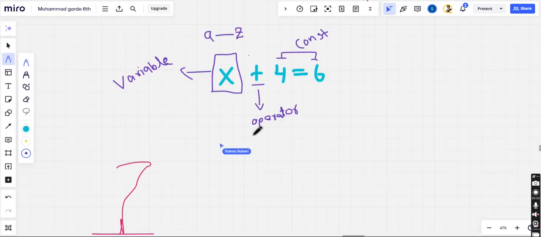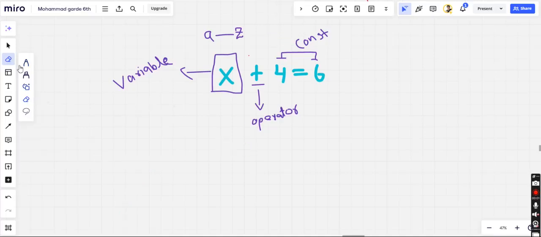So you know, dear, in an algebraic expression we have some things that we keep in mind. First, we have a variable. A variable means an unknown value. Second is the operator, which is addition, subtraction, multiplication and division. And third is constant numbers. A constant number means fixed numbers, just like 3, 4, 5, 6 and so on.